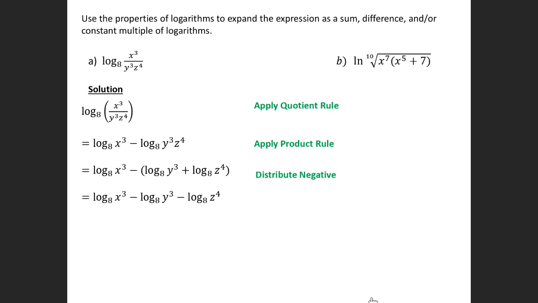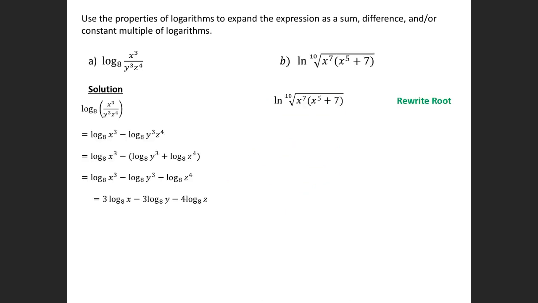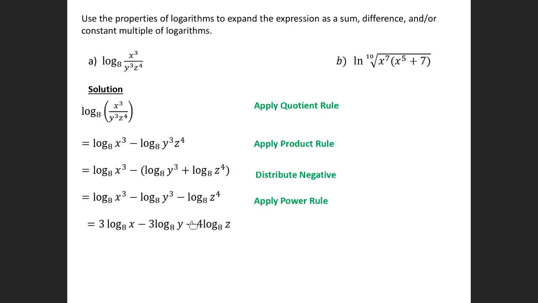We can use a power rule, right? So I'm going to apply the power rule. So the 3 is going to come to the front, and then this 3 is going to come to the front, and the 4 is going to come to the front. So my answer will look like this. Let me go back. Clicked too fast.